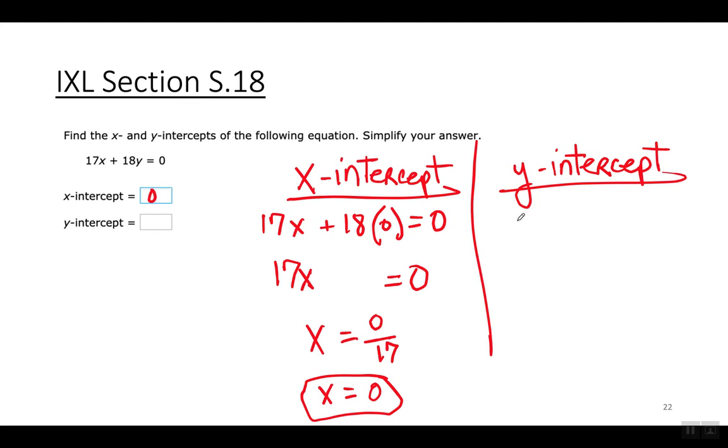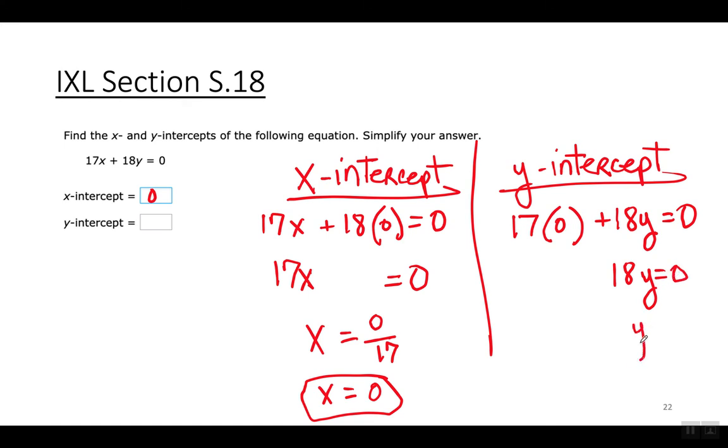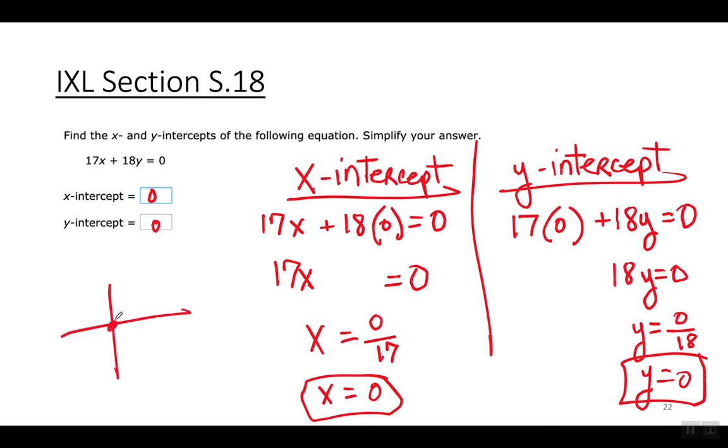And for the y-intercept, to find the y-intercept, I make x equal to 0 and solve for y. 0 times 17 is 0, so I could just get rid of that. And then 18y equals 0, so that means that y is going to equal 0 divided by 18. And once again, 0 divided by any number that's not 0 is going to equal 0. So here we have another example where the x- and the y-intercept is the origin.